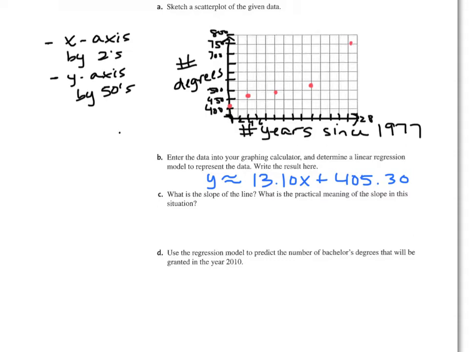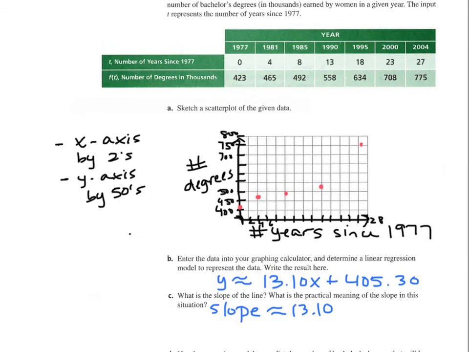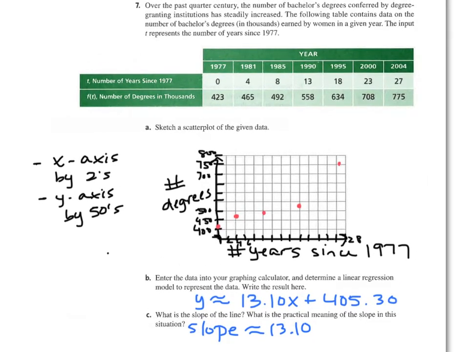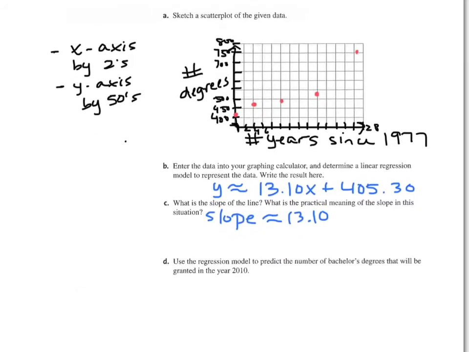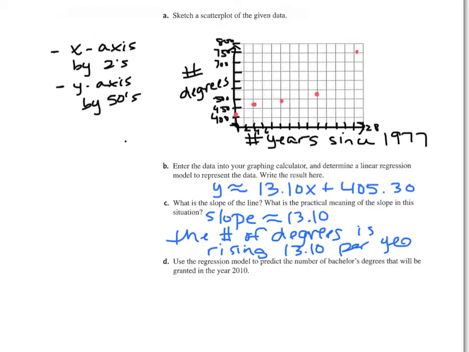So it's easy to pick out from the equation, but let's figure out what it actually means. So my slope is about 13.1. Okay, so going back to this, it is year since 1977 and the number of degrees. So that really means that the number of degrees being awarded is rising a little over 13.1 per year. And use our regression model to predict the number of bachelor degrees that will be granted in the year 2010.